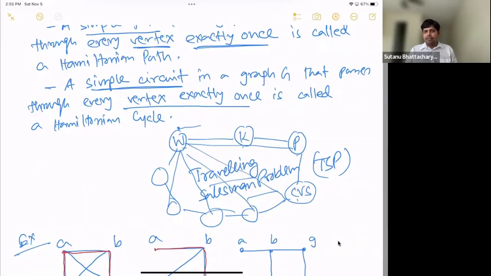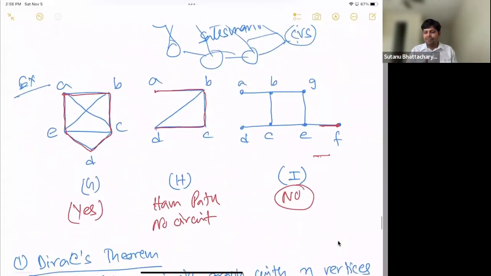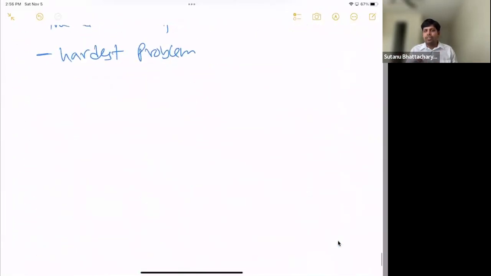So there is a path between any pair of towns. Now the job of the salesman is to visit each town exactly once and return back to his hometown, and he can visit any town in any order. That is the traveling salesman problem. Although it seems like a very easy problem, there is no efficient solution till today. So it is called one of the hardest problems, the traveling salesman problem.